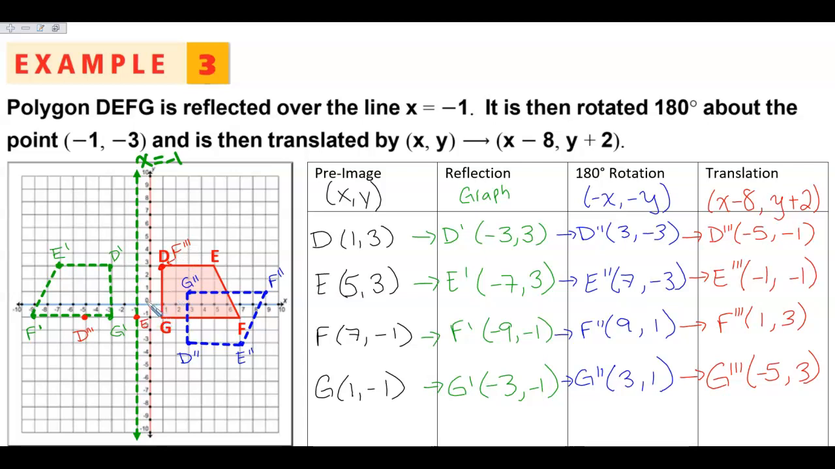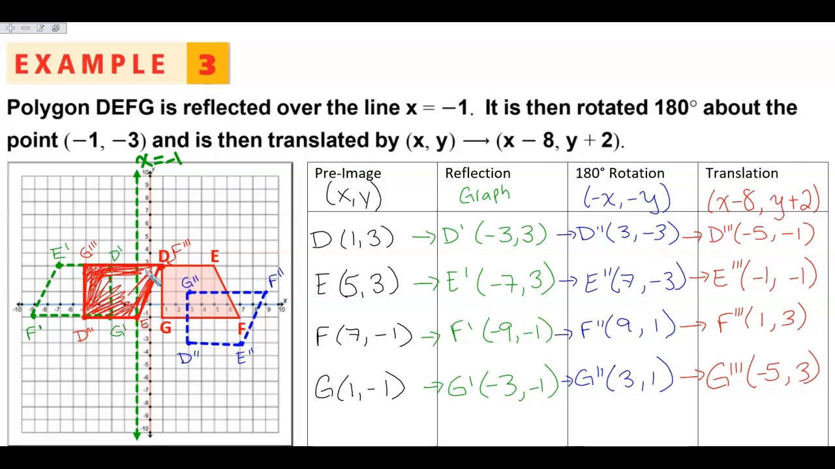All right. And then G triple prime is (-5, 3). So it's going to go right here. Sometimes they're not real pretty. Like this one's kind of awkward in that it is in the middle of all the other ones that we've done, which is another place where when we're shading, it really helps out for us to see where that final image is.